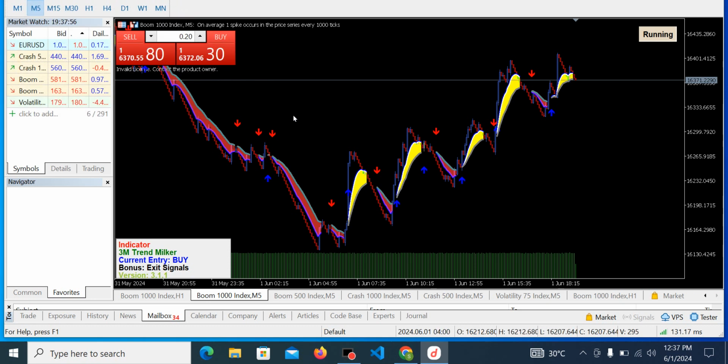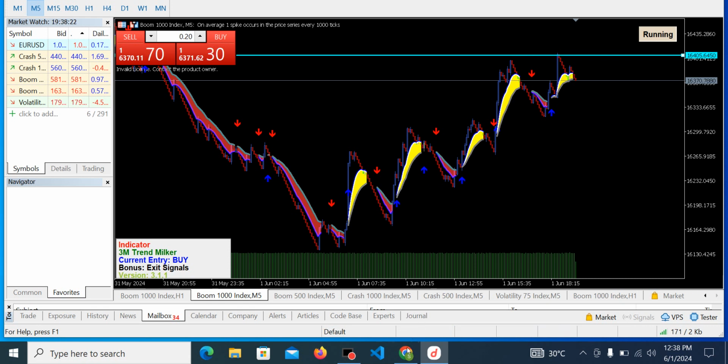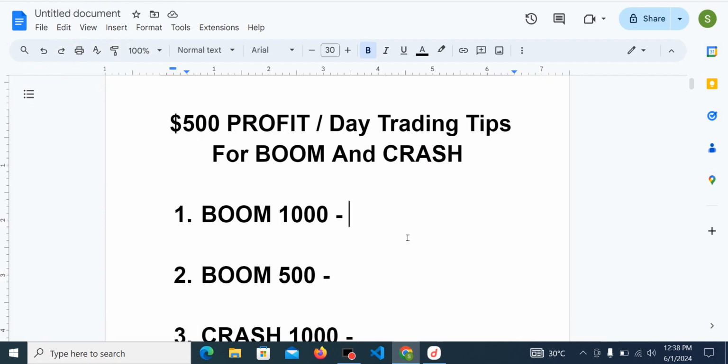Okay guys, this is boom 1000. I'm on the 5-minute time frame and I'm using the 3M trend milker trading indicator to do my analysis right here. So this started a downtrend right from this resistance zone, and it came to an end around this support zone. So the market went into an uptrend right from here, and it started buying. That is why we are having this yellow flag and the blue arrows. It is still on uptrend, so we are still having more of a buying opportunity than a selling opportunity. So boom 1000 is giving us more of a buying opportunity.